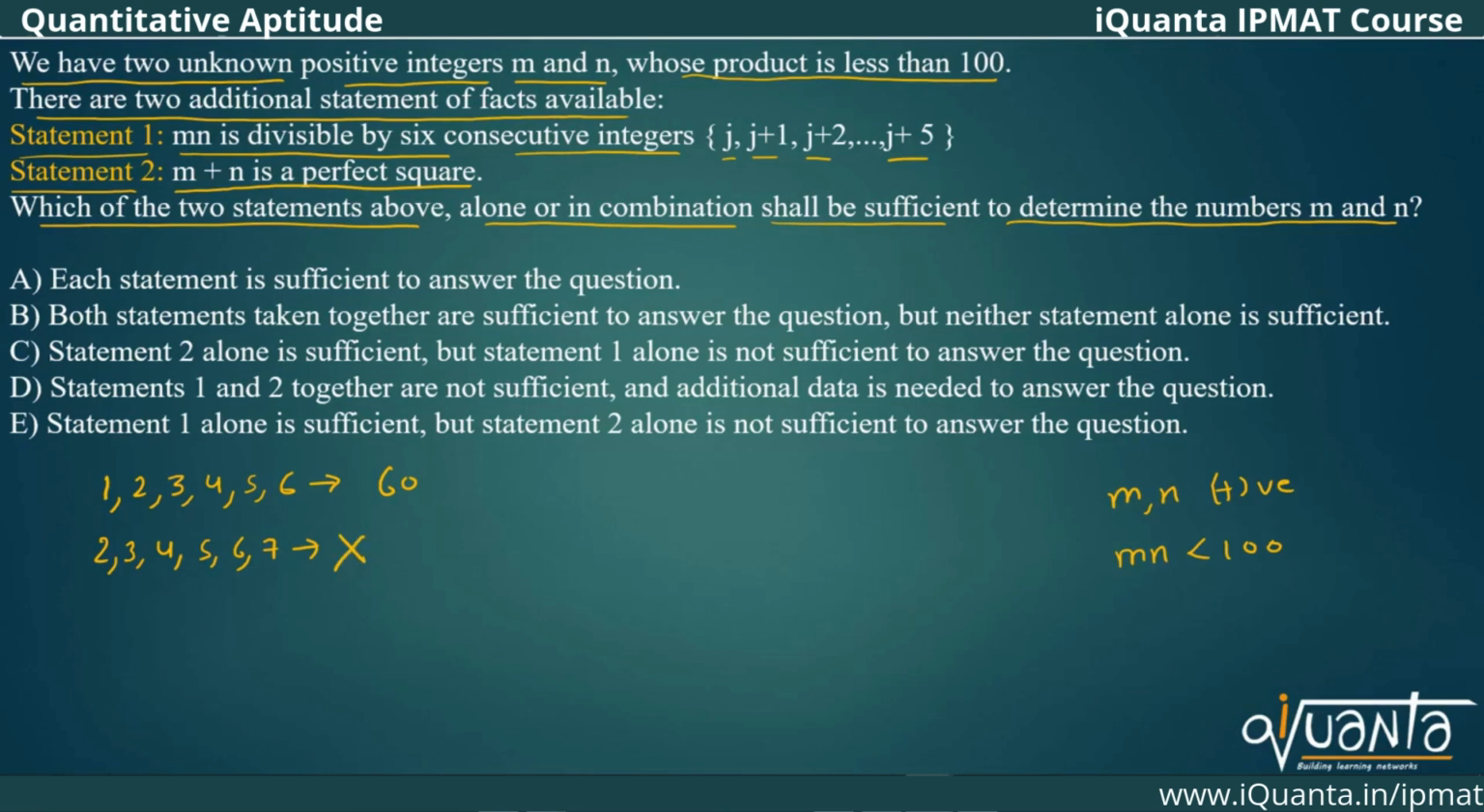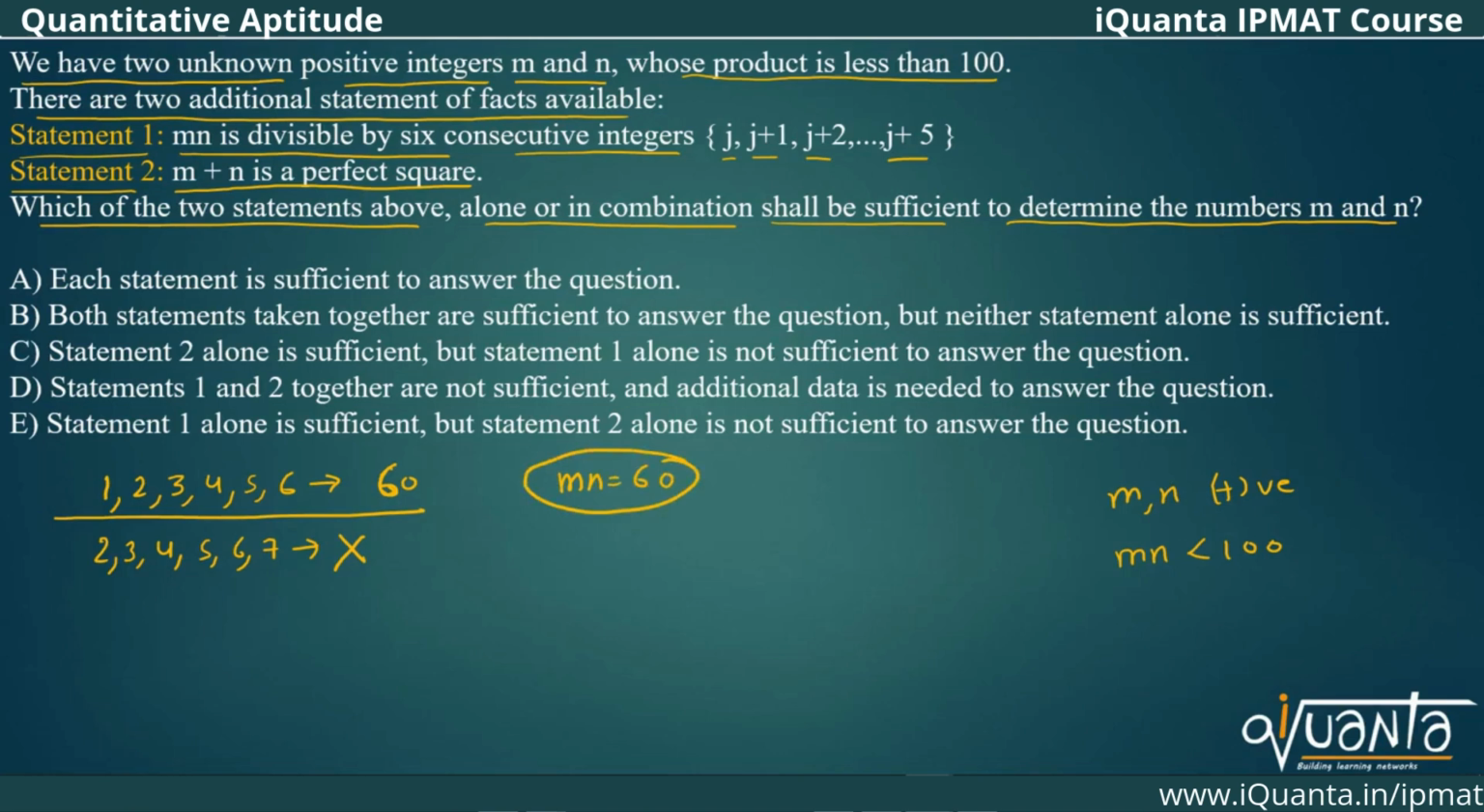In a similar manner, if we start values from 3, start from 4, and we take 6 consecutive integers, always the LCM of those 6 integers will cross 100. So all the other cases will be impossible over here. Only one case would satisfy, which is 60, the LCM of 1, 2, 3, 4, 5, 6. So now we are sure about the product mn, which is 60 over here.